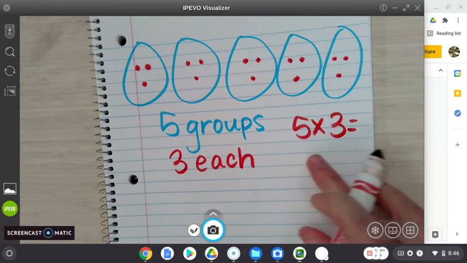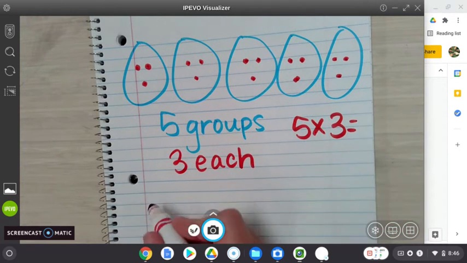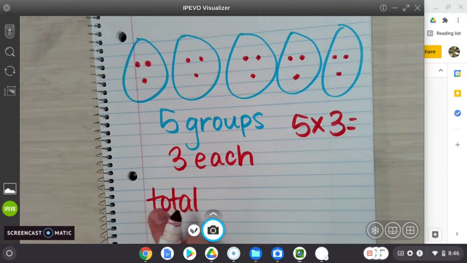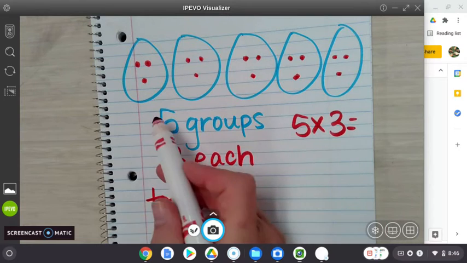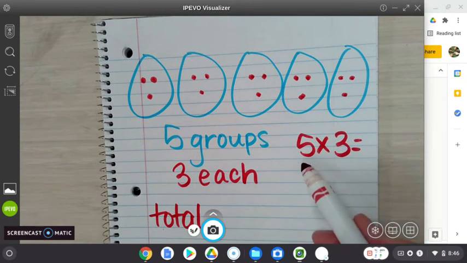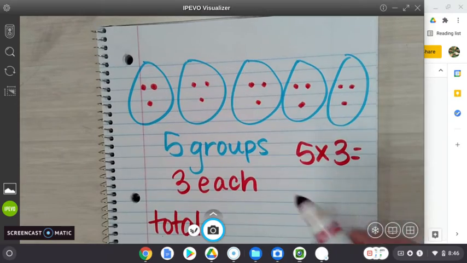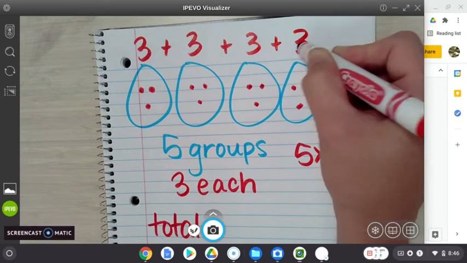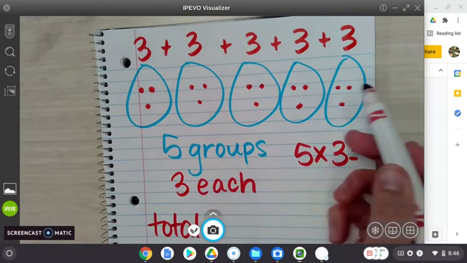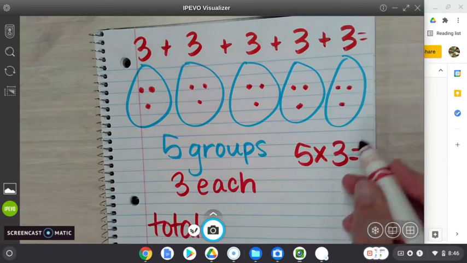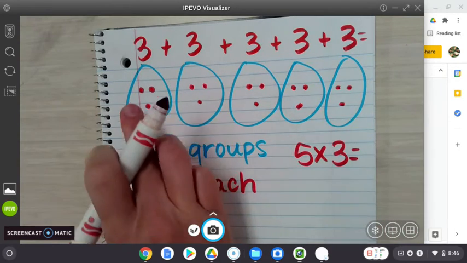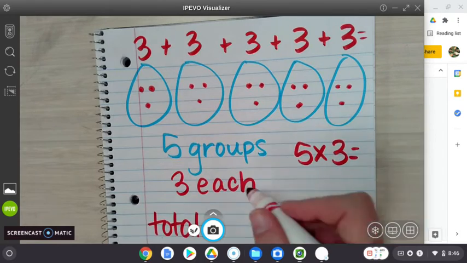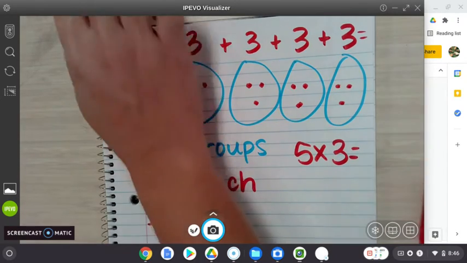Now your job is to figure out how many total. And I know total is a word that we talked about that signals adding, which actually adding is the same as multiplication. It's just multiplication is a quicker way to do repeated addition. So you could do 3 plus 3 plus 3 plus 3 plus 3, and you would get the right answer. Or you could just skip count by 3s and get 5 times 3.